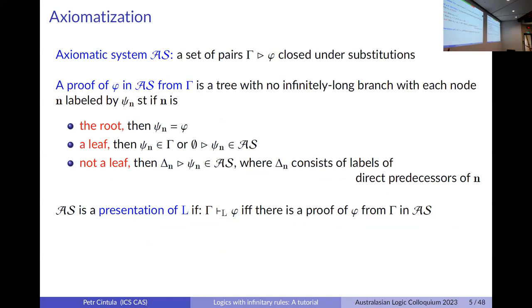We are infinitary, so axiomatization should not be just sequences. So proofs will be trees without any infinitely long branches, but potentially infinitely branching, because there could be rules with infinitely many premises. The usual notion of proof, I think there's no need to read it.